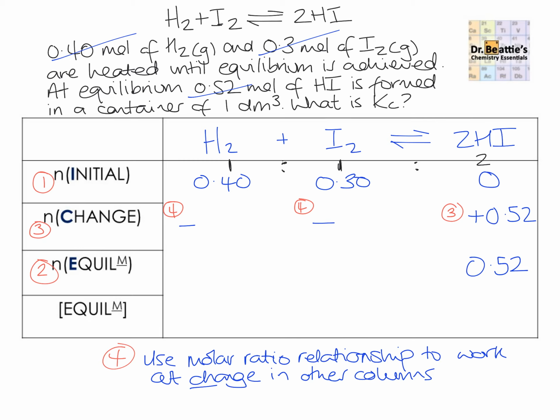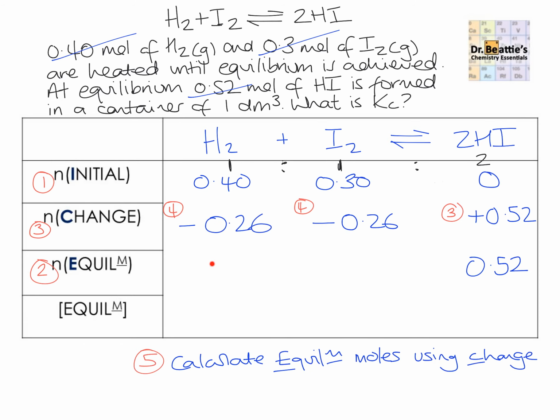So plus 0.52 is our change for this column. Now, the way this column and this column are related is in the same relationship as a ratio of 2 to 1 is. If we wanted to go from here to here, we need to divide by 2. So I do exactly the same with this change here. So half of 0.52 is 0.26. We know it's a minus because it's a reactant. And obviously we have the same relationship with this column as we do with this column because it's 2 to 1. So this will also be 0.26.